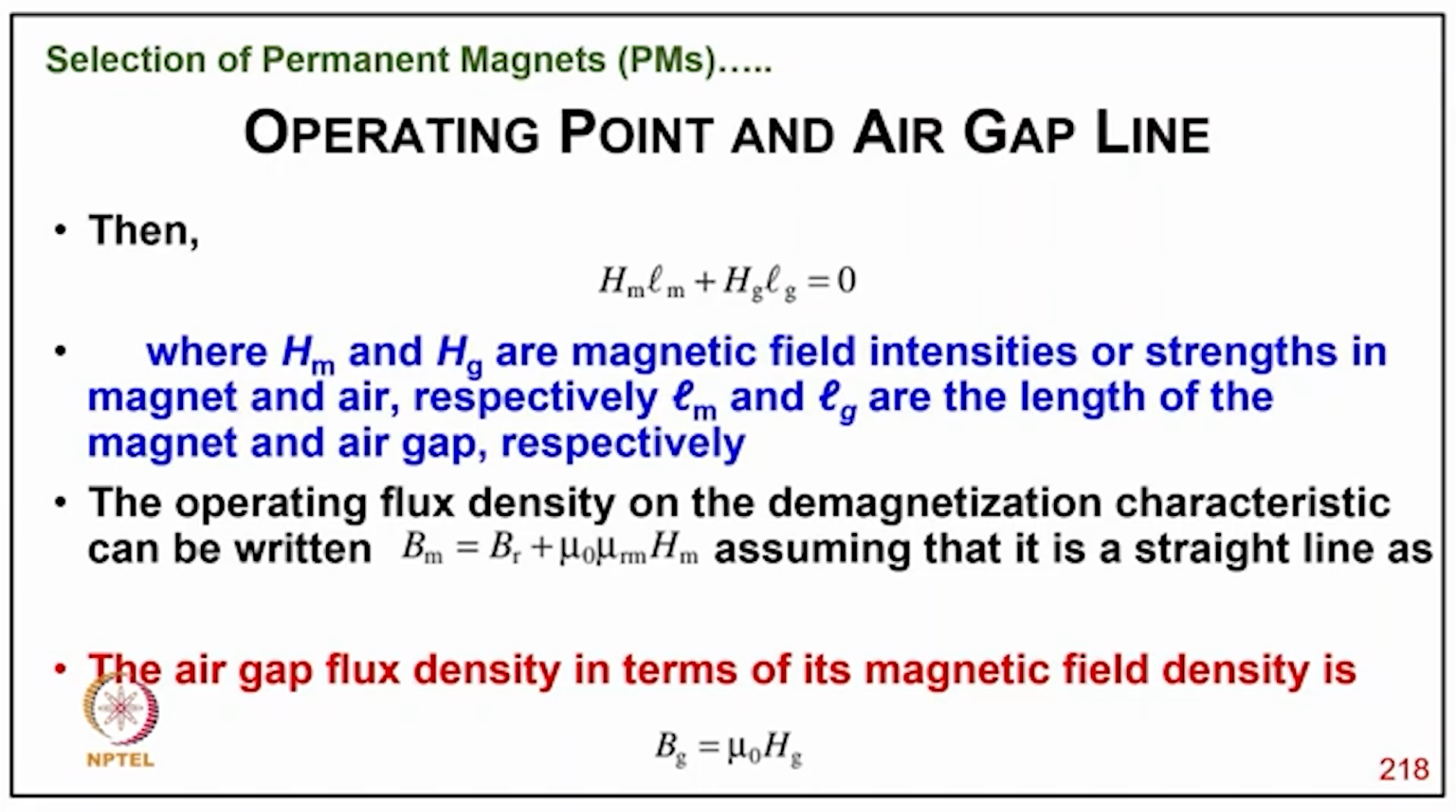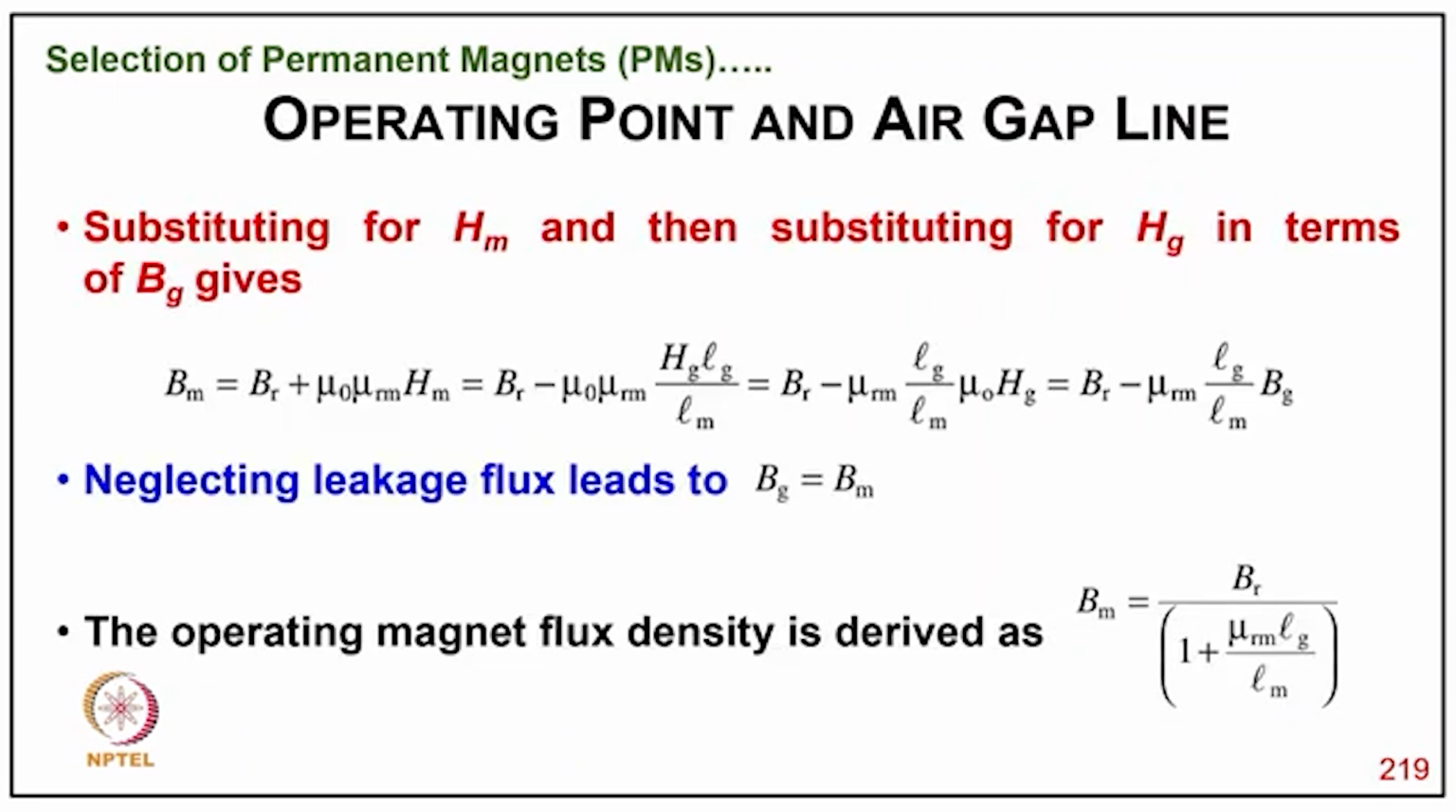The operating flux density on the demagnetization characteristic can be found as Bm equals Br plus mu0 mu_rm Hm, assuming that it is a straight line. The air gap flux density in terms of its magnetic field intensity can be expressed as Bg equals mu0 Hg. Substituting Hm in terms of Lg, Bm equals Br plus mu0 mu_rm Hm equals Br minus mu0 mu_rm Hg Lg upon Lm, or Br equals mu_rm Lg upon Lm times Bg, neglecting the leakage flux, considering Bg equal to Bm. So the operating flux density is derived as Bm equals Br upon 1 plus mu_rm Lg upon Lm.